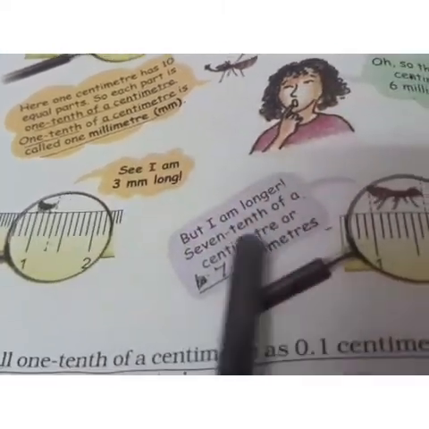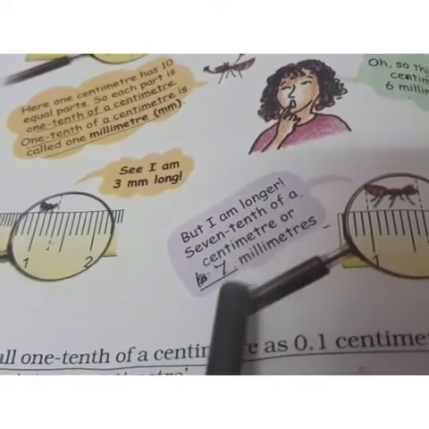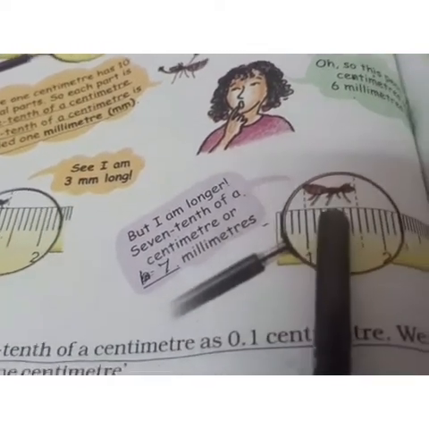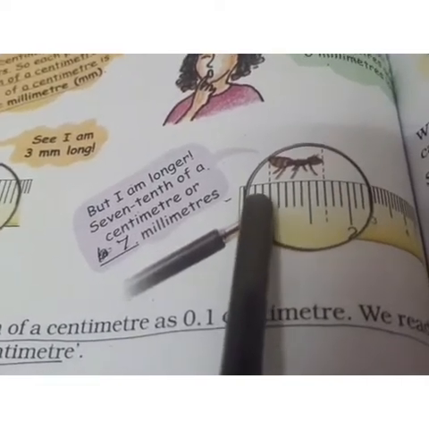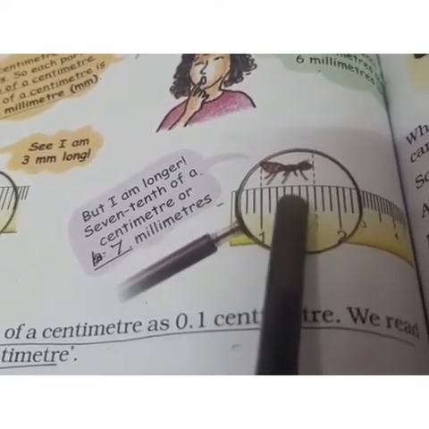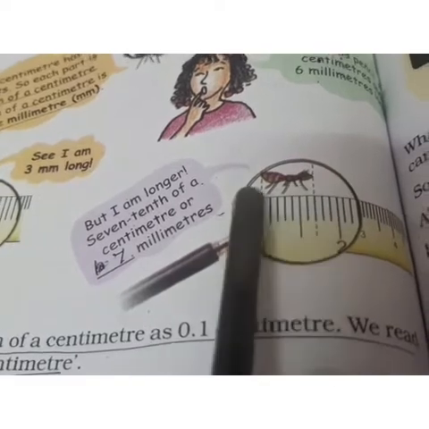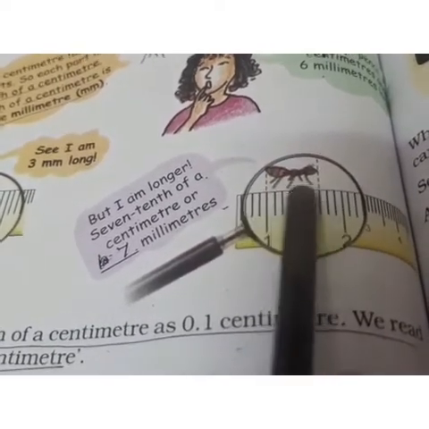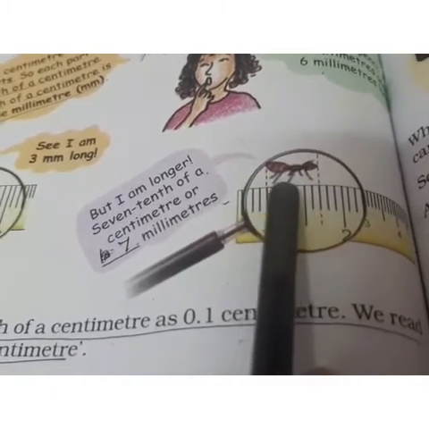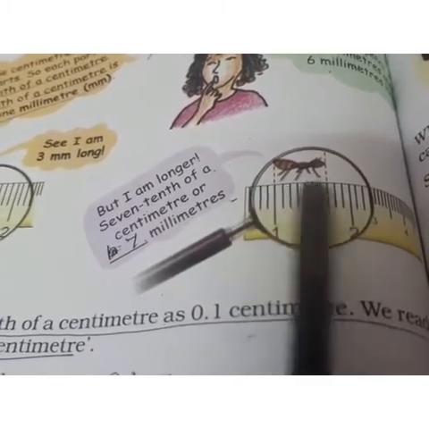But I have a longer 7/10 of centimeter or 7 millimeters. अब यहाँ पर दूसरा इंसेक्ट है, you can see how many parts are these. 1 से काउंट करेंगे, 1 2 3 4 5 6 and 7 up to ये जो dotted line here है, that is the total length of this insect. It is a bigger insect, so what is the length? 7. These are the 7 points.